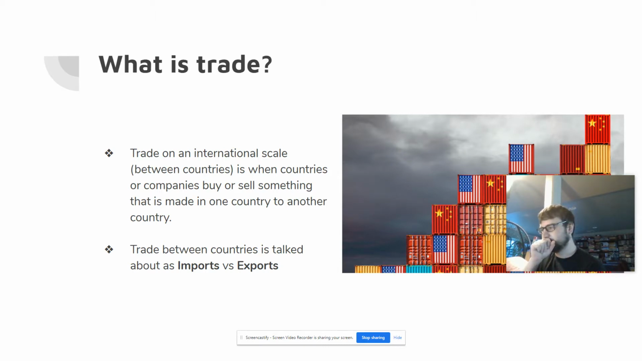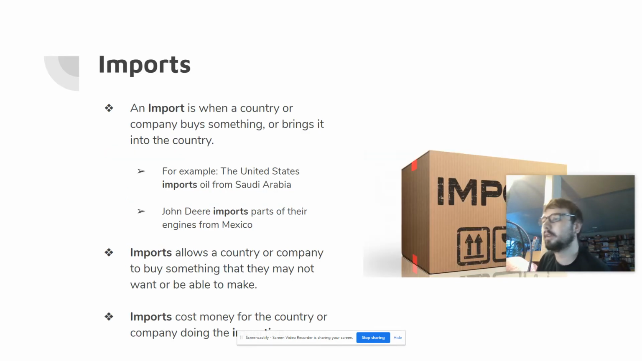Now, trade between countries is talked about as imports and exports. Actually, let me not get ahead of myself. I'm pretty sure we're going to go over these in more detail. But that's the basics of trade. Basically, we're passing things back and forth, buying and selling with other countries. We do this all the time in the United States.